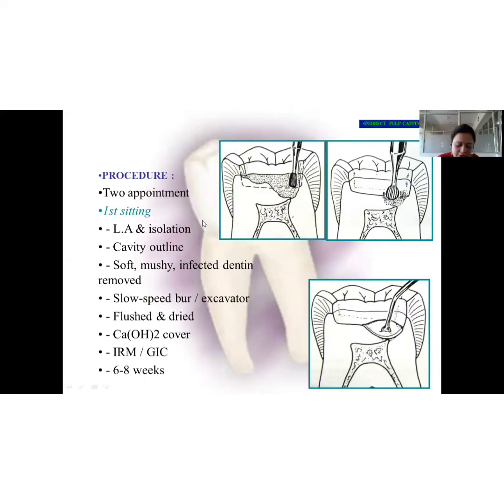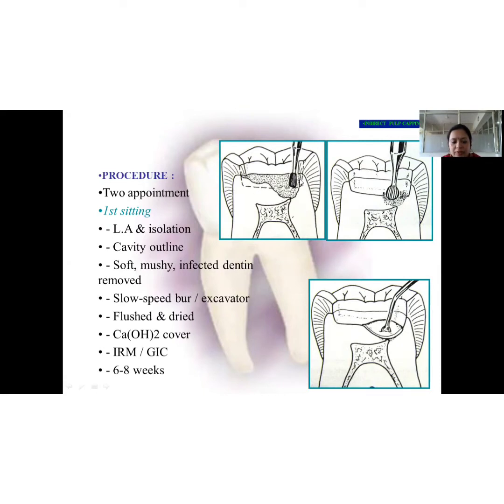Now, the procedure of indirect pulp capping. The procedure can be divided into two appointments and a single appointment. In two appointments, what we do in the first sitting is we isolate the tooth, we administer local anesthesia, we outline the cavity, and the soft, mushy, infected dentine is removed with the help of a slow speed burr or a spoon excavator.